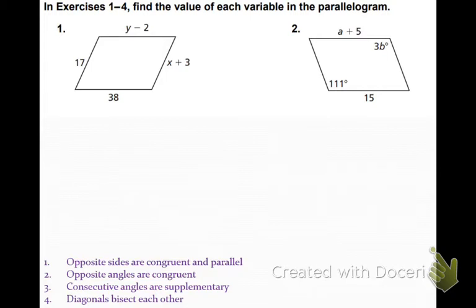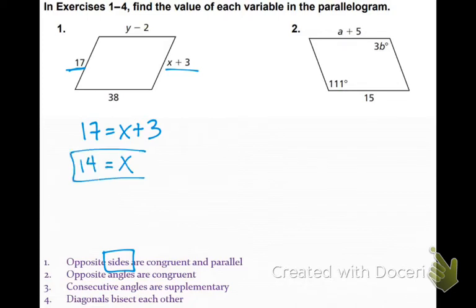If we look at the number 1, x, is it a side or an angle? A side. What do we know about sides? Their opposite sides are congruent. So what is opposite of x plus 3? 17. So we set them equal. So then x equals 14.